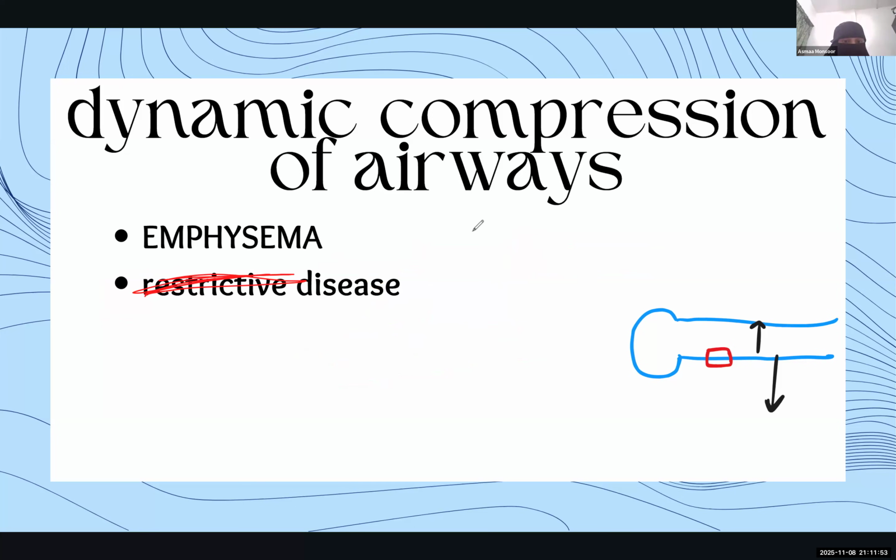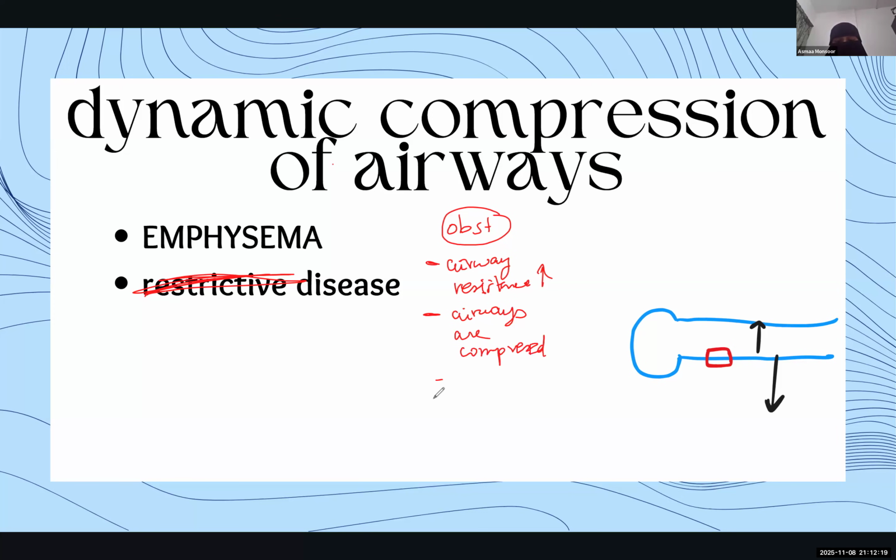Yes, I will compare. I wish I had a nice slide, but okay. Let's start with obstructive diseases. Obstructive diseases is a problem in the airway. The airway resistance is high. If the airway resistance is high, this means the airways are getting compressed.